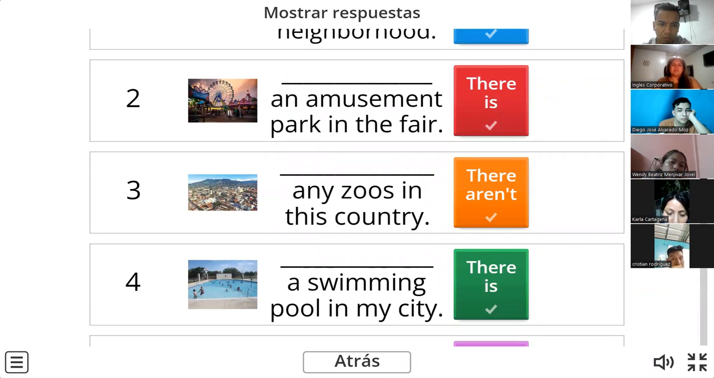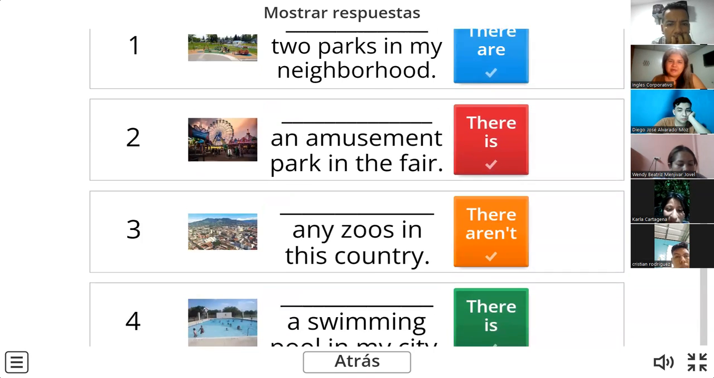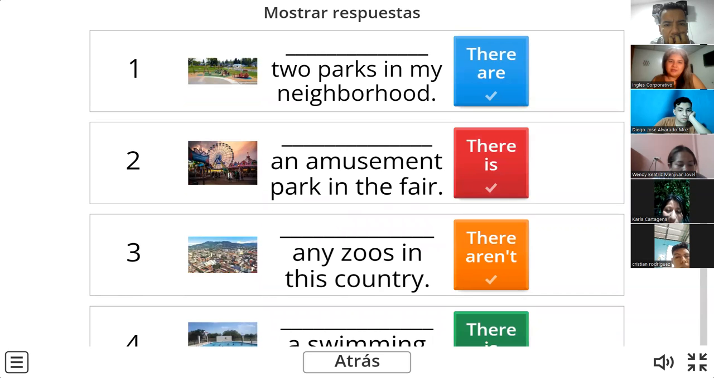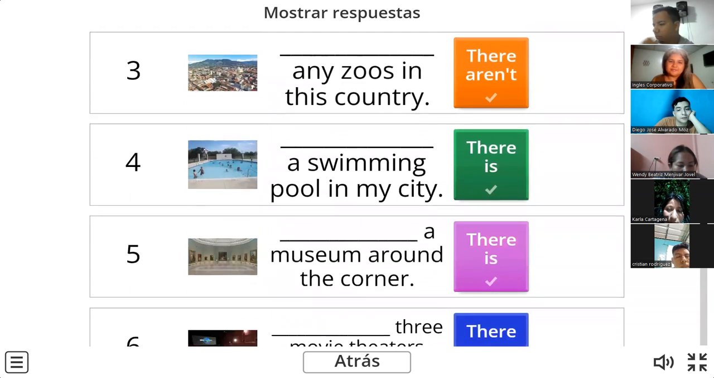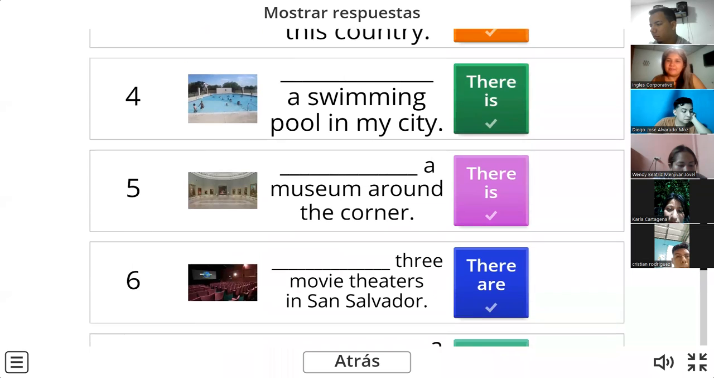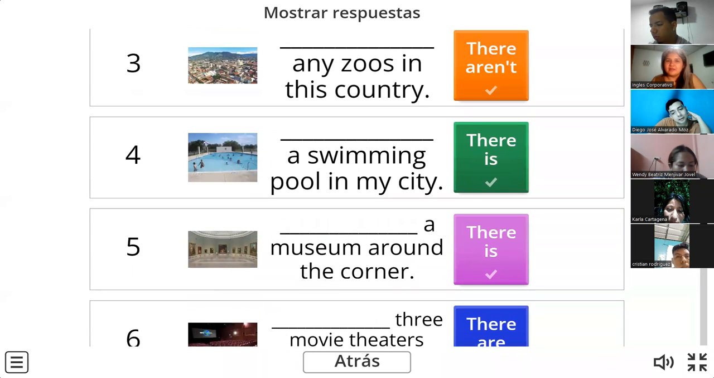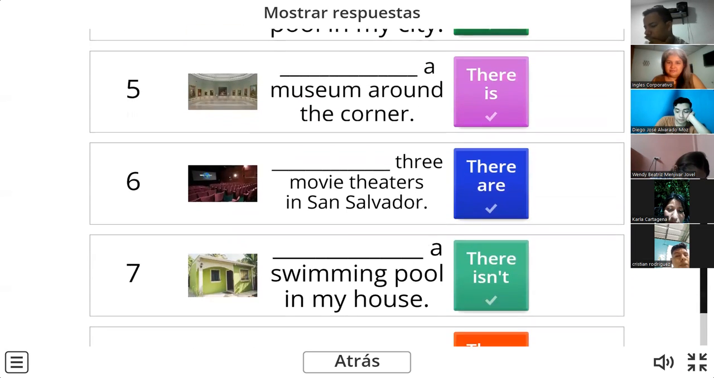Yesterday or before yesterday, obviously. That was, I guess, on Monday. We learned amusement park, also swimming pool. Aprendimos ese vocabulario. Okay, neighborhood. Fair, feria. Okay. Teacher, una pregunta.